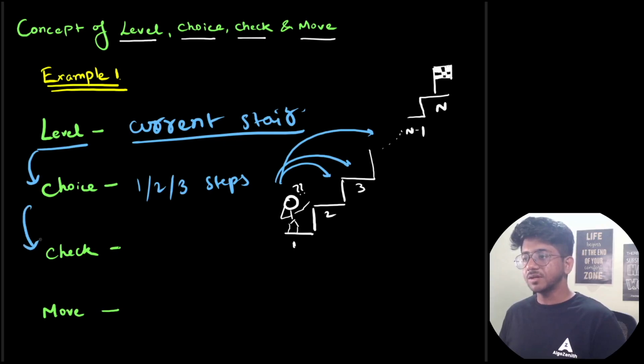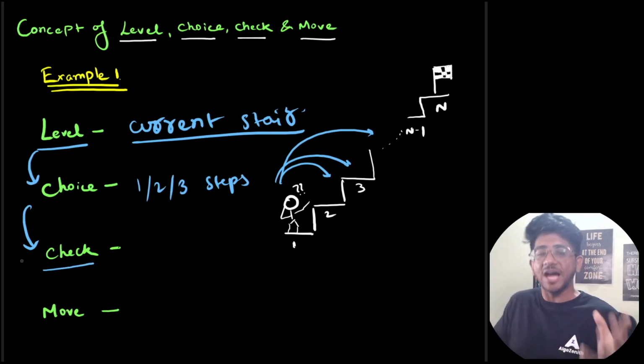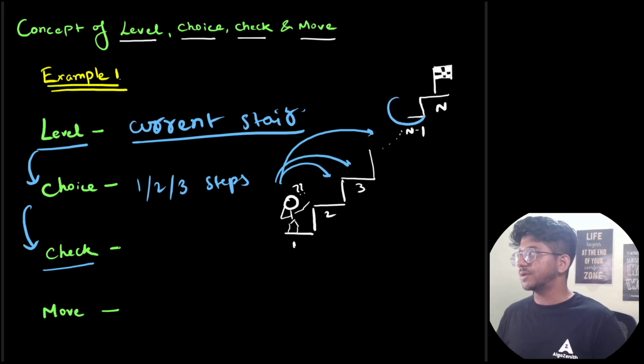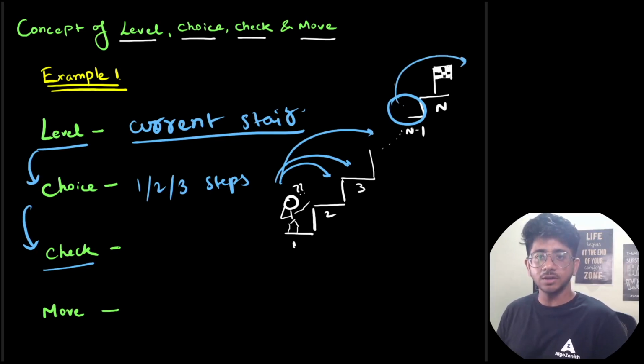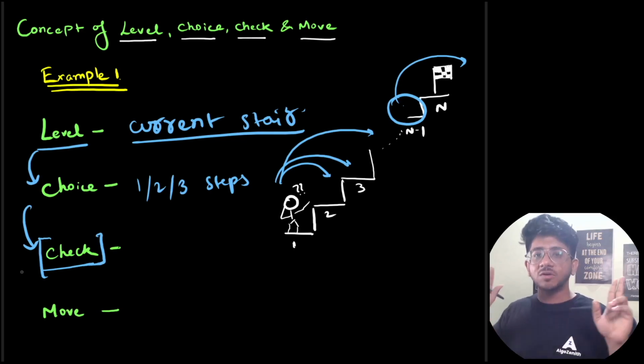Check. What does check mean? Corresponding to every choice that I have, check will verify whether it's a valid move or a valid choice or not. So let's say I'm standing at n minus 1, and in one move, I can go to n. Does making a 2 jump make any sense over here? No, because you're going to go out of the bounds of the whole stair system. These kinds of checks might be relevant in certain problems. So this is what we will call check.